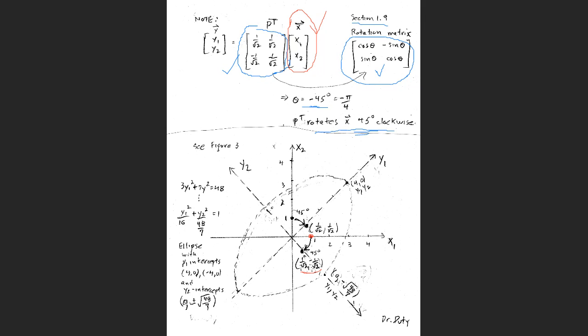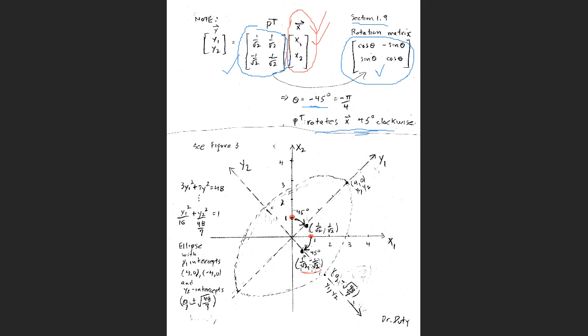On the x2 axis, 0, 1, if I put that back in and use that as my x1, x2 coordinate, my x vector, and transform it, that point is going to get transformed to 1 over root 2, 1 over root 2 right here. And so the second vector, the vector y, y1, y2, would be 1 over root 2, 1 over root 2.